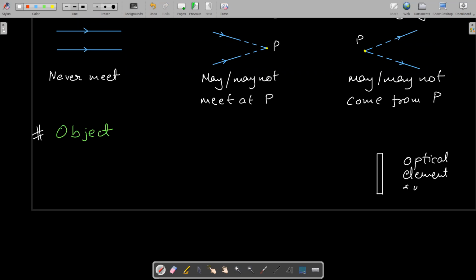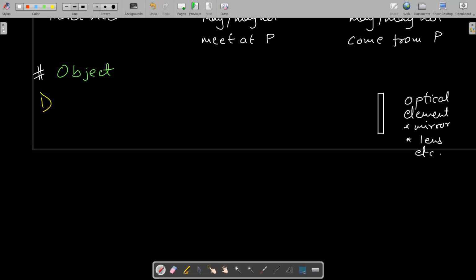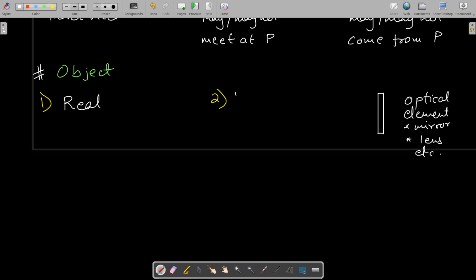मतलब क्या हो सकता है? मिरर, लेंस, एक्सेट्रा, जो भी है, कुछ भी हो सकता है, प्रिज्म वगैरह जो भी हो सकता है. ठीक है, नाउ इसमें अभी there are two possible types of objects. ठीक है, the first one is called a real object and the second is called a virtual object. Real object and virtual object.